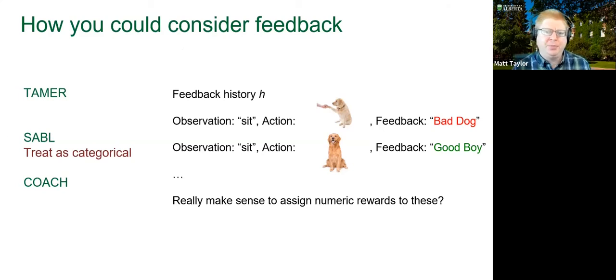Because one of the problems when you think about Tamer, you're giving this return, you're giving this human input, and the agent learns, okay, this is what I need to do in order to get this human feedback. And then what happens when the human gets lazy? So, extreme example, the human stands up and walks away. Now the agent's like, oh no, what I thought was right can't be right because now I'm not getting the human reward I was expecting, I better do something else. So that could be problematic. So Sable says, instead of thinking of the human feedback as numbers, let's think of them as categories.